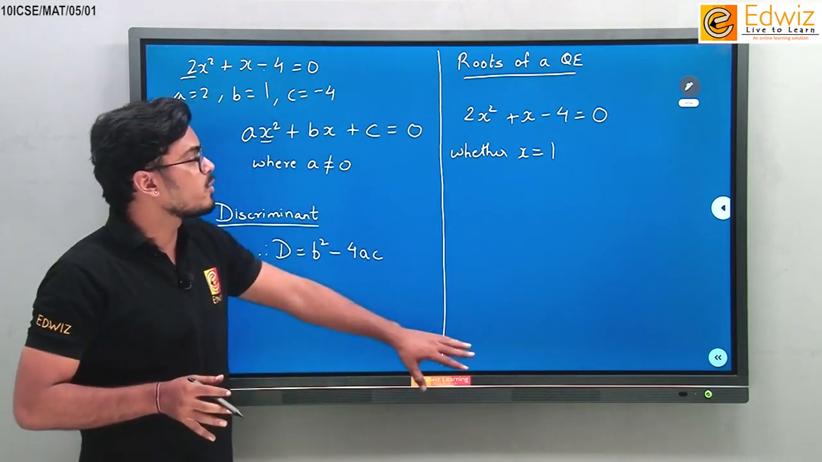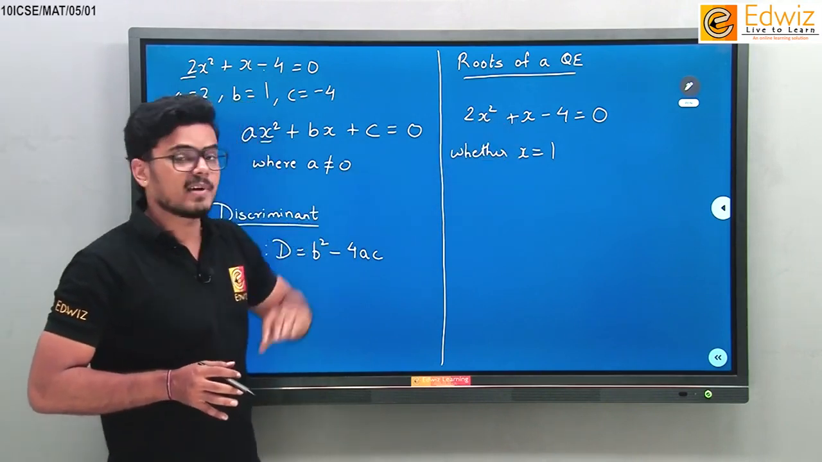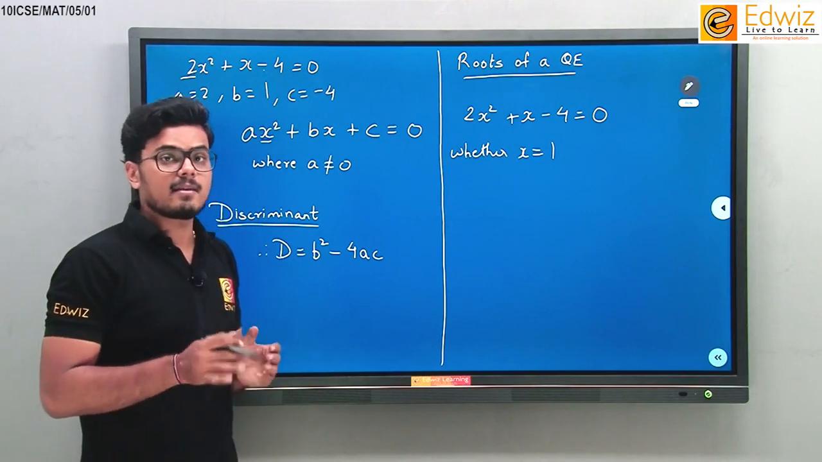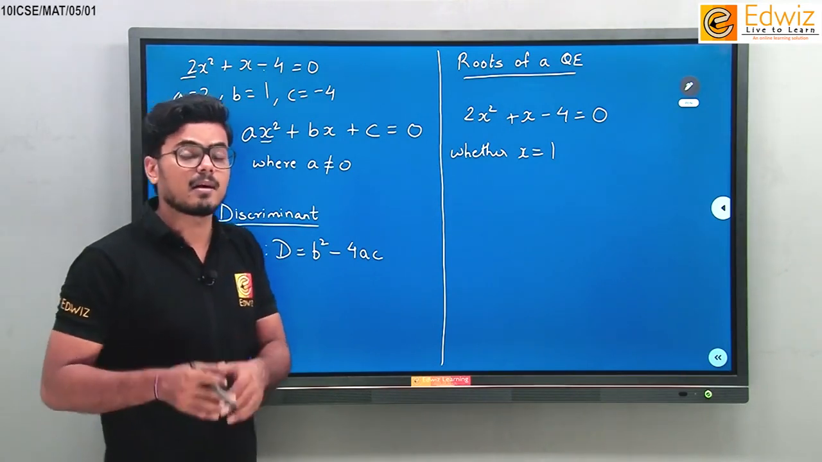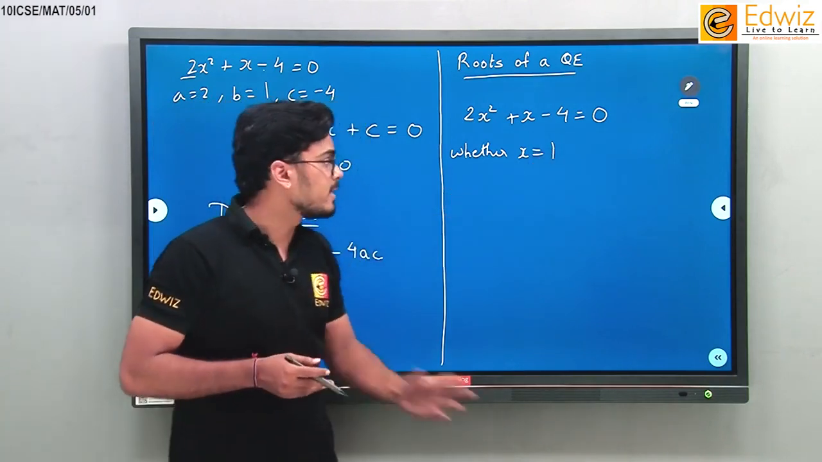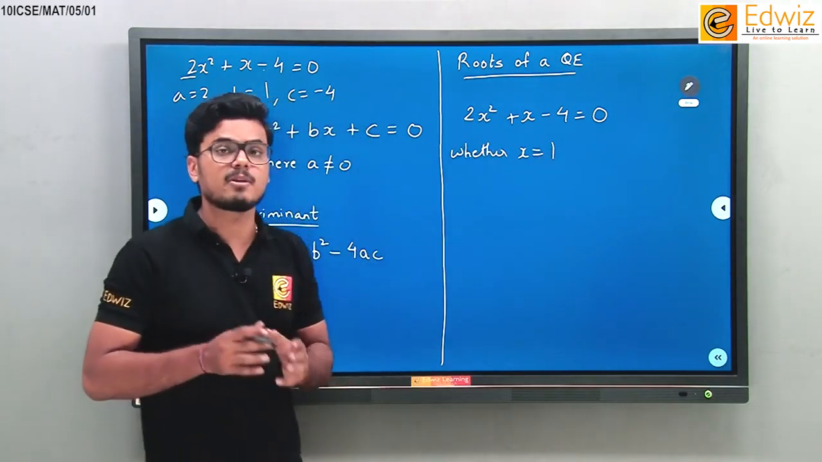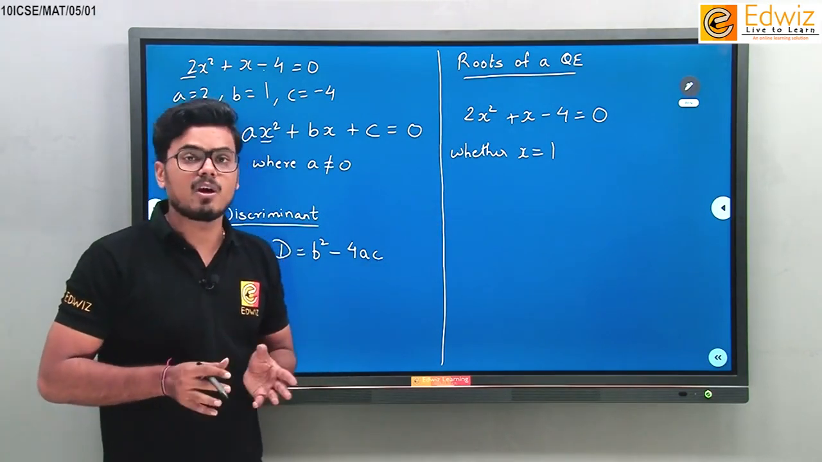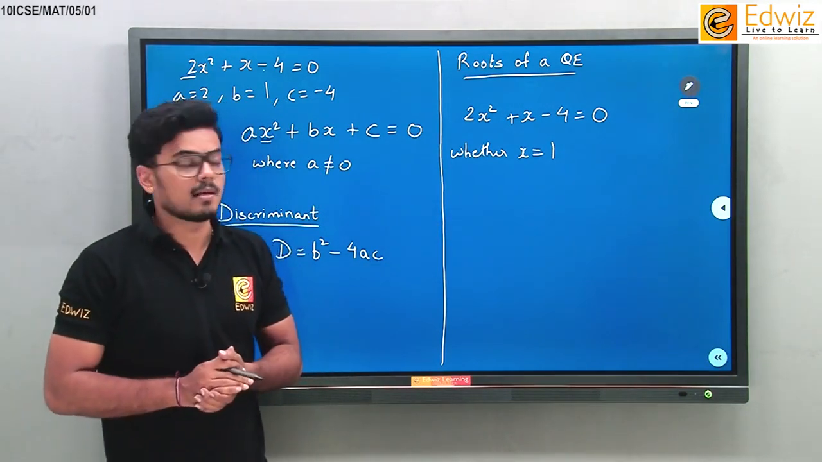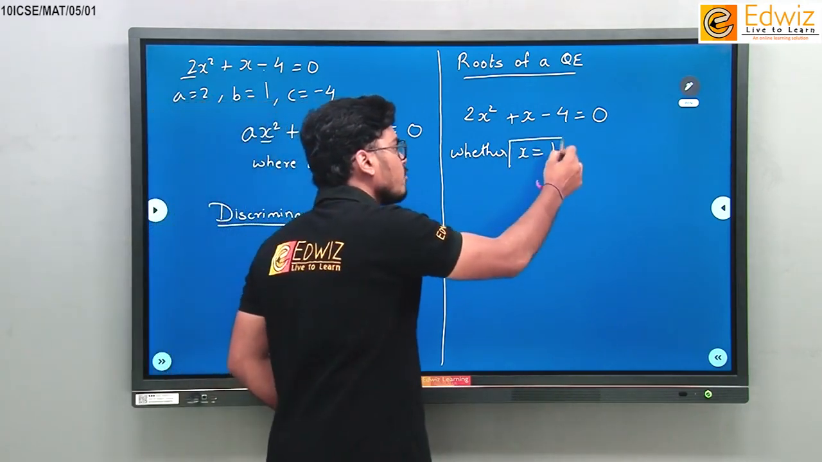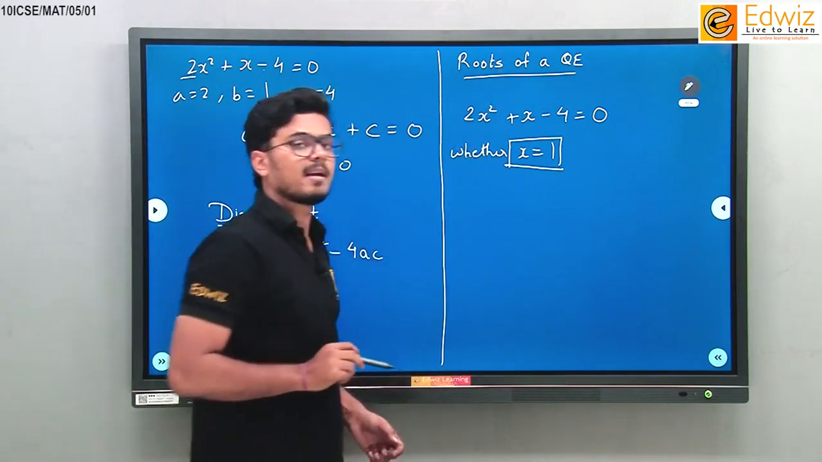All you have to do is substitute 1 instead of x in the equation, or the left side at least, and check whether the value that you are getting is equal to the right hand side or not. So in this equation, if you put 1 and the answer that you get is 0, then it is satisfying the equation. If not, it's not satisfying the equation. Correct? So if it satisfies the equation, x equal to 1 is called the root of the quadratic equation.